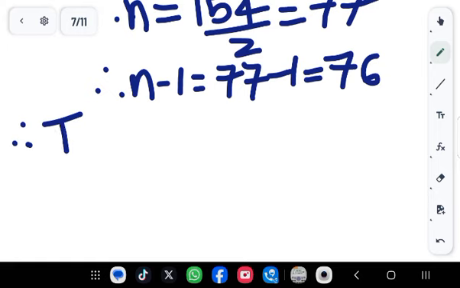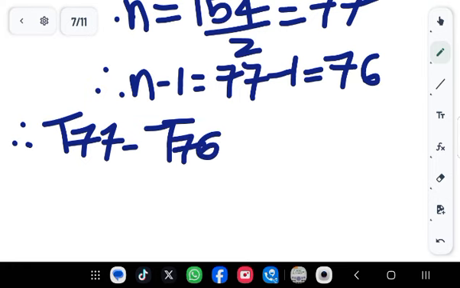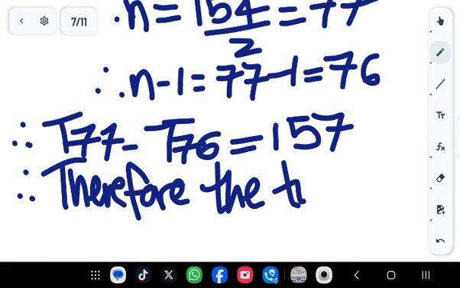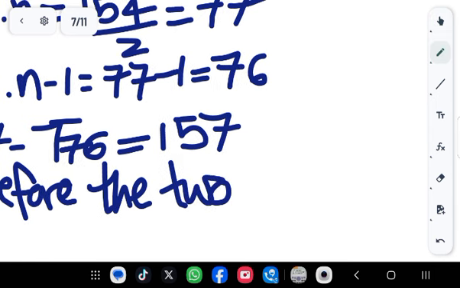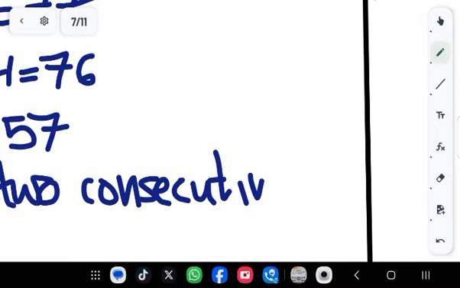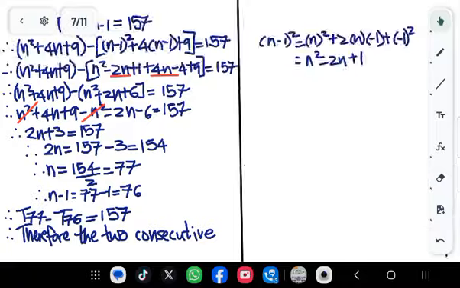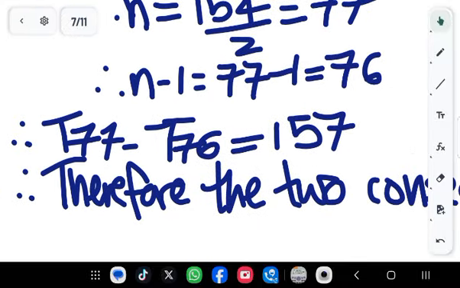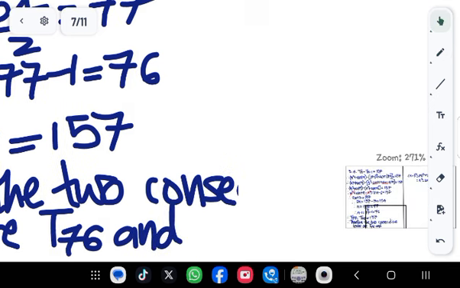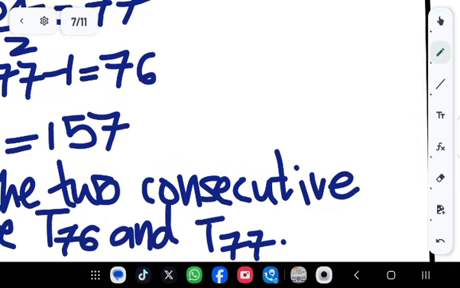Therefore, T77 minus T76 equals 157, meaning that the two consecutive terms are T76 and T77. And that's how you answer that question.